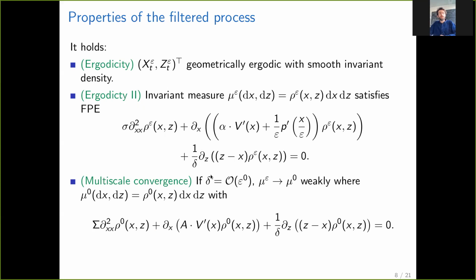Then if you take delta to be independent of epsilon, so let's say delta is equal to 1, then this measure mu epsilon converges weakly to some measure mu 0, whose density rho 0 is the solution to this single scale Fokker-Planck equation, where we have the filtering term, here we have the effective potential, and here we have the effective diffusion term.